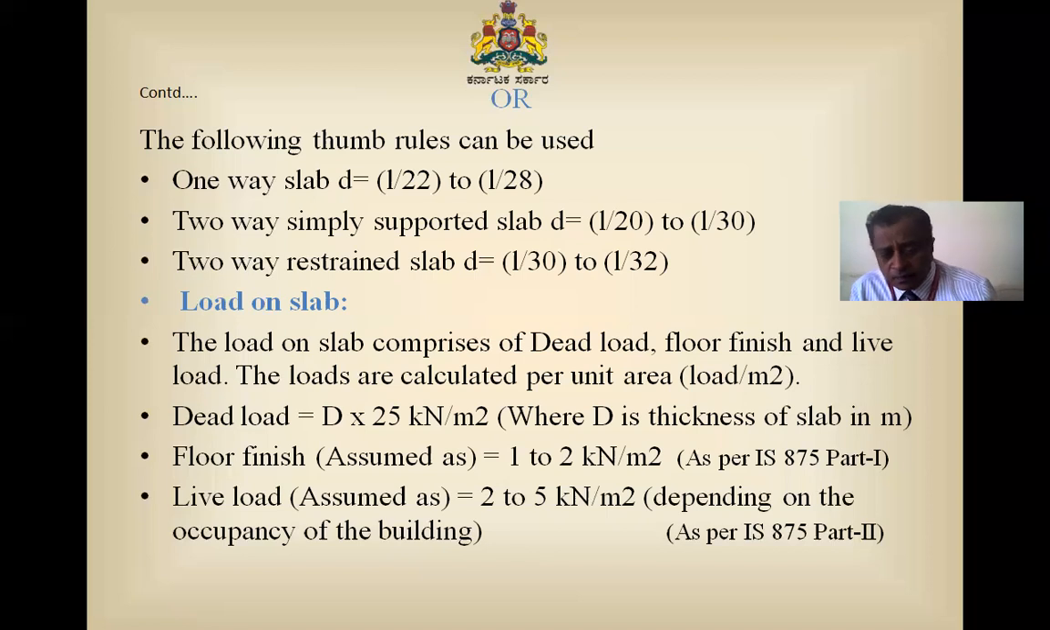Residential building corridors, residential building staircase, and institutional buildings, classrooms, corridor, staircase. With respect to that, as per 875 part 1, the dead load floor finishes are assumed. With respect to the same thing, as per 875 part 2, the live loads are assumed. Live loads of 2 kilonewton per meter square to 5 kilonewton per meter square are mentioned, which can be assumed depending upon the type of occupancy of the building.